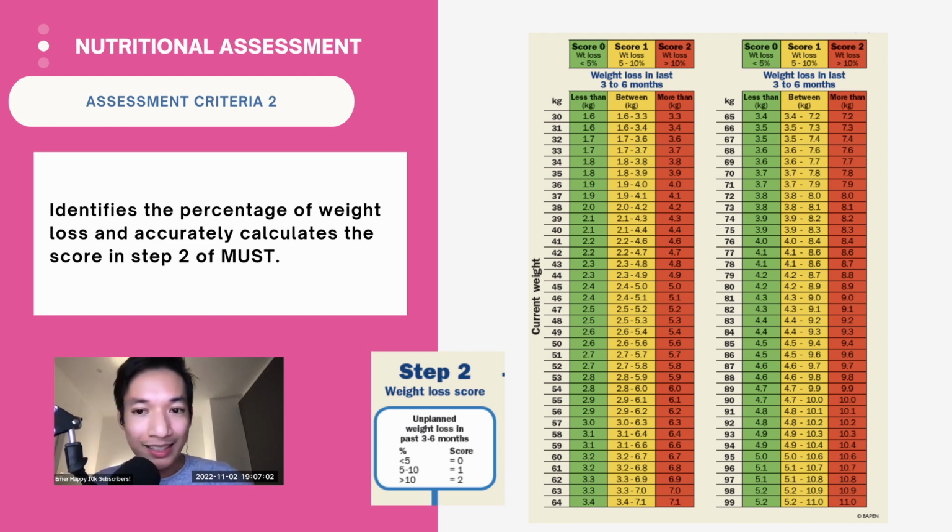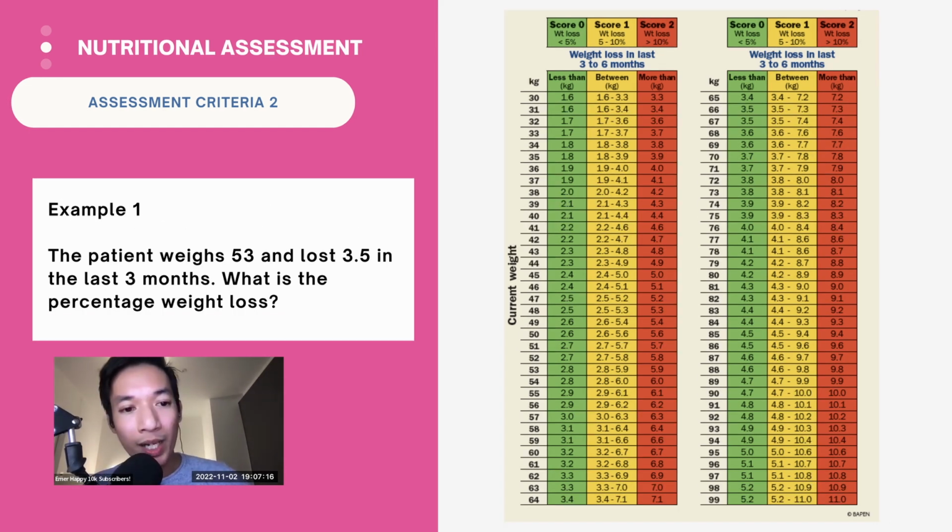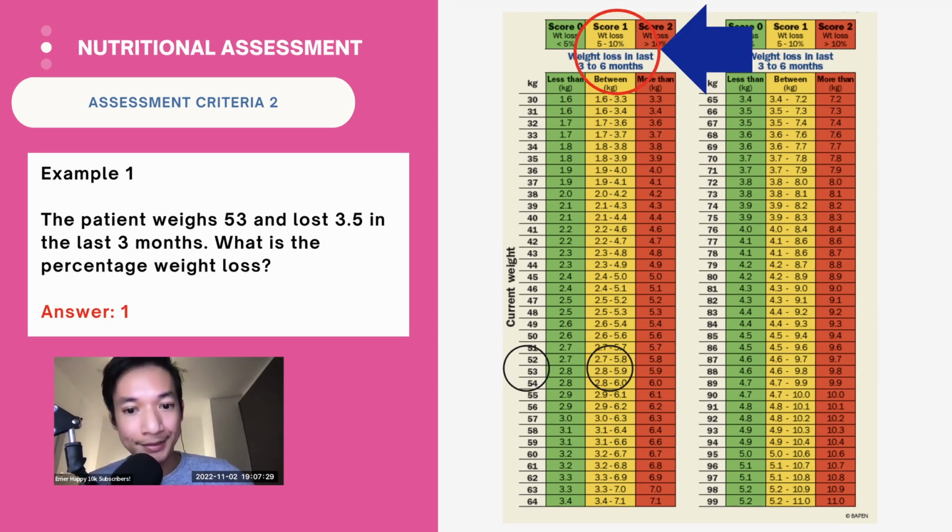Okay, you will see this graph once again, or this table on your examination. I will give an example. The patient weighs 53 kilograms and lost 3.5 in the last 3 months. What is the percentage weight loss? It's already there. So the answer would be 1. Okay, so the answer would be 1.